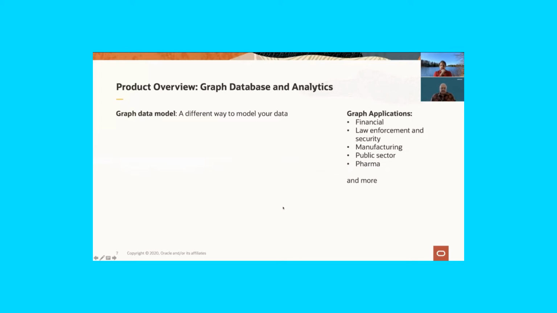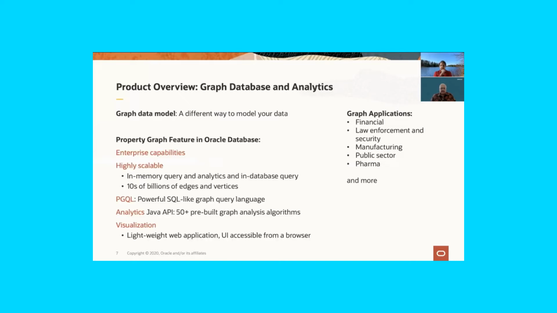So the first thing is, well, what are graphs? Graphs are a different way to model your data. And where are they used? They're used in, for example, the financial industry to find anomalies or things like circular transactions. So you start with account A, you transfer money through 4 or 5 different intermediate accounts, and then it ends up back in account A. That's an example of a pattern that you search for when you're investigating suspicious transactions.